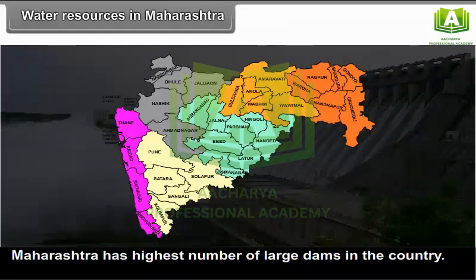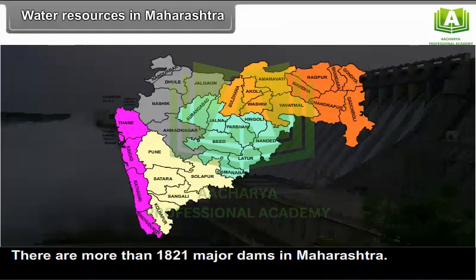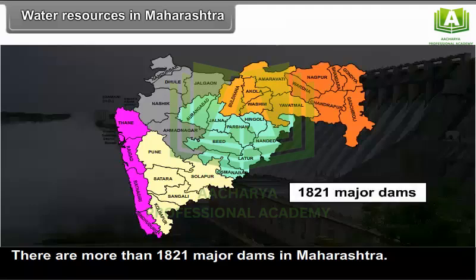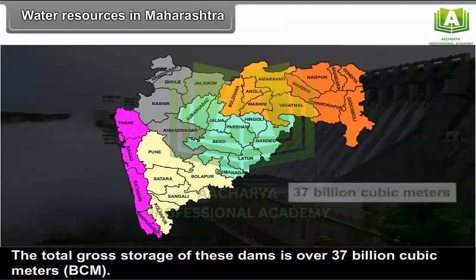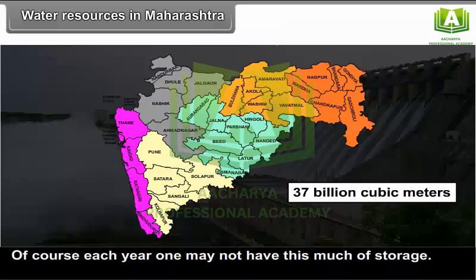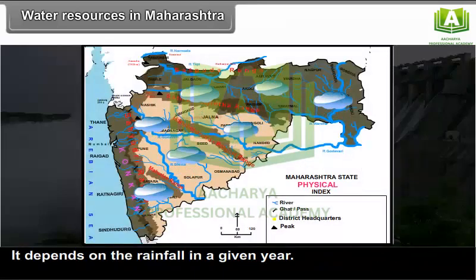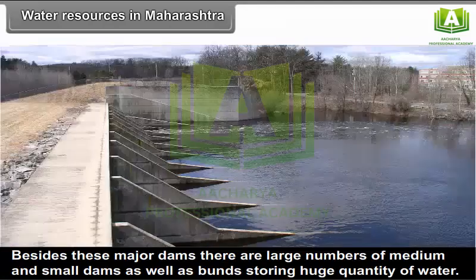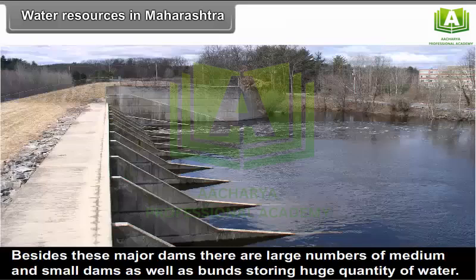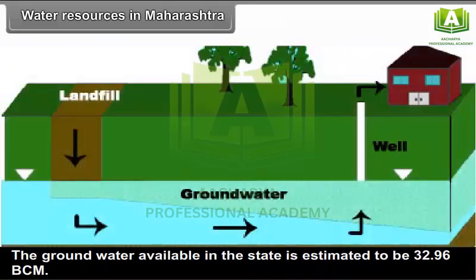Maharashtra has the highest number of large dams in the country. There are more than 1,800 major dams in Maharashtra. The total gross storage of these dams is over 37 billion cubic meters. Of course, each year one may not have this much storage. It depends on the rainfall in a given year. Besides these major dams, there are a large number of medium and small dams as well as bunds storing huge quantities of water. The groundwater available in the state is estimated to be 32.96 BCM.